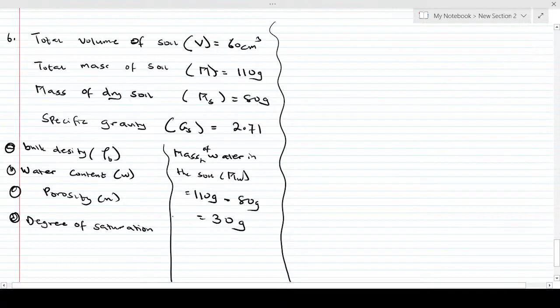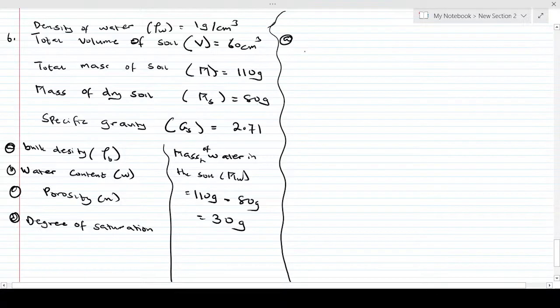Now again, we are supposed to consider the density. We're supposed to take the density of water, rho W, as 1 gram per centimeter cube. Right. So let's begin. This phase relation is just formula work, so we can analyze the formulas and know what to do. First of all, we are supposed to find the bulk density.